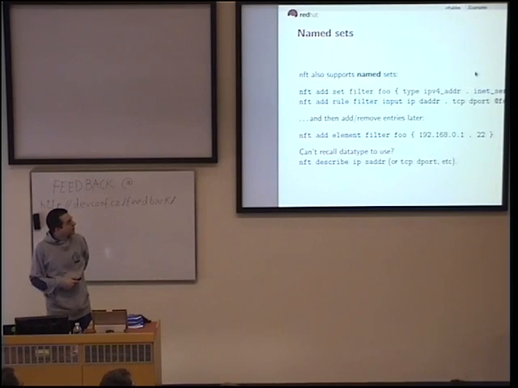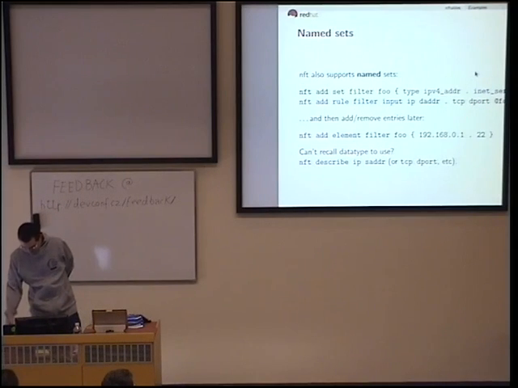Since it's cumbersome to remember all those names, you can query the nft tool to tell you what it is. So if you say nft describe and then say something like tcp dport, it will tell you inet service, and same for IPv6 or for meta marks and things like that.